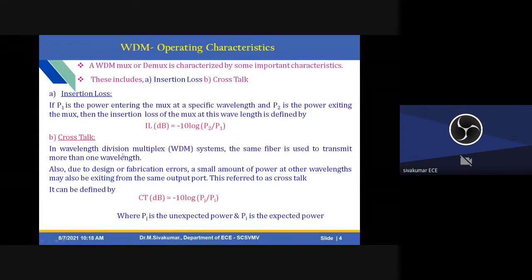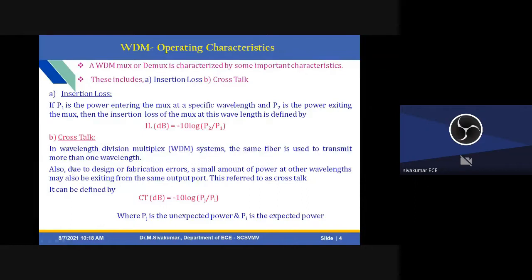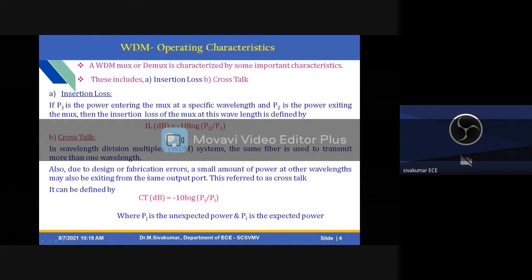Okay. Then what is crosstalk? In a wavelength division multiplex system, the same fiber is used to transmit more than one wavelength. Because of this, crosstalk occurs. Also, due to design and fabrication errors, a small amount of power at other wavelengths may also exit from the same output port. So this is referred to as crosstalk.